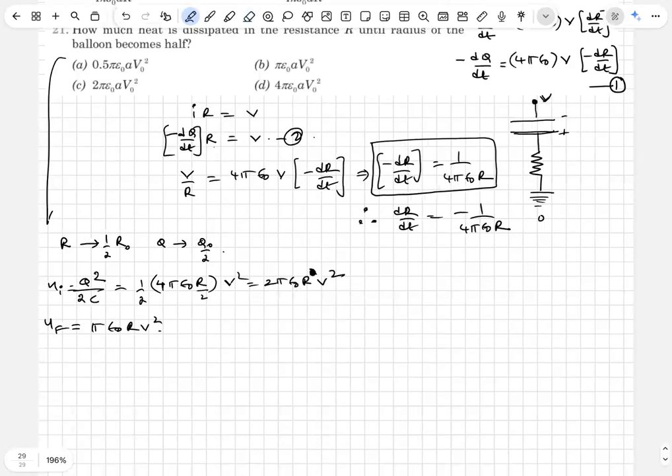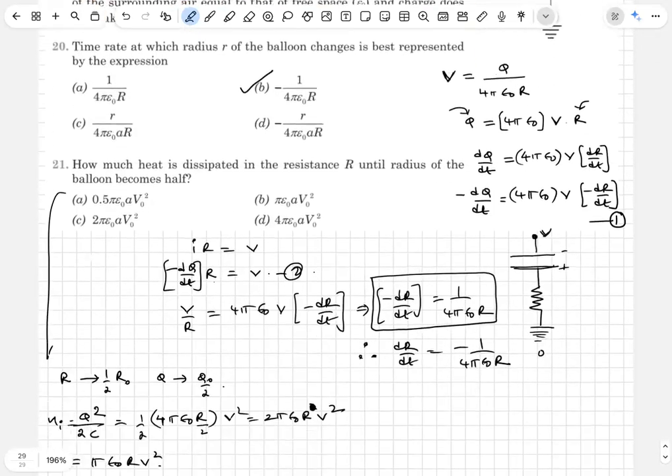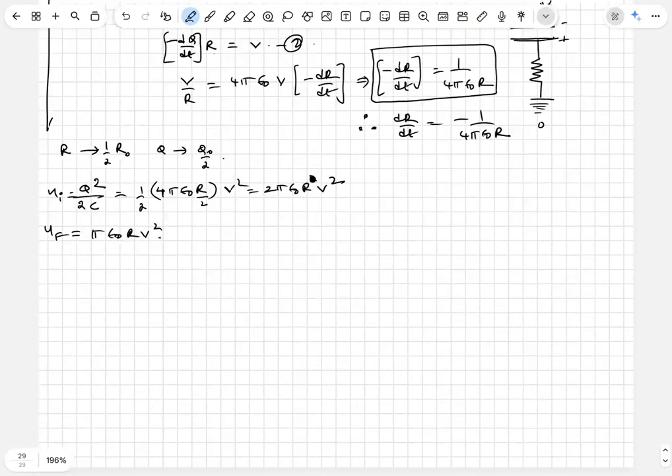So what is the loss of energy? That's what you need to see. The loss of energy, I repeat, half C V square. Here, one minute, the radius is R. Okay, what is the loss of energy? So this was the initial energy associated with the balloon, and this is the final energy associated with the balloon.